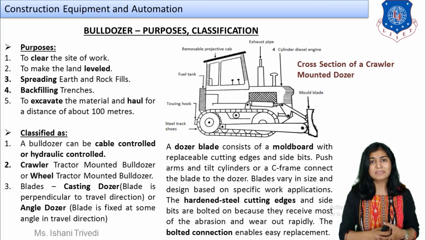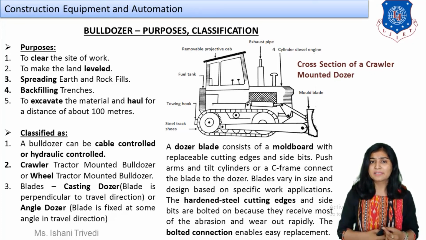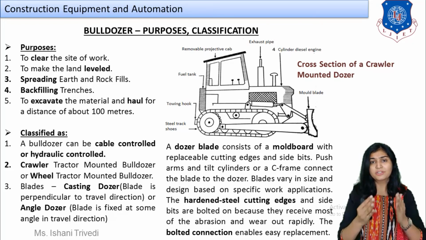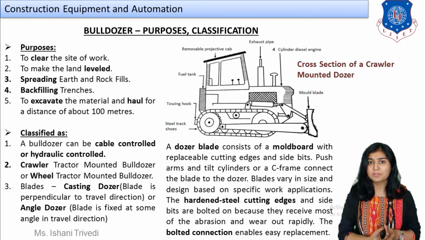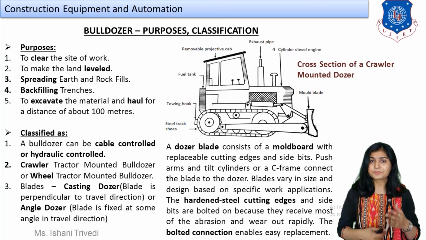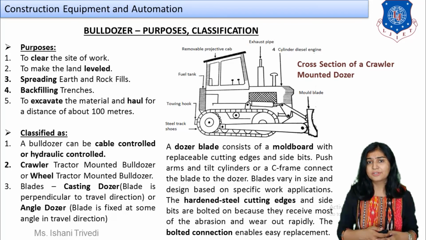The hardened steel cutting edges, the mold board and the side bits are bolted on because they receive most of the abrasion and wear out rapidly, right? Obviously, when you are going to move it on the surface, abrasion will be at its maximum, so sometimes you will have to replace the blades. Okay students, so this explains your cross-sectional elevation of a bulldozer.